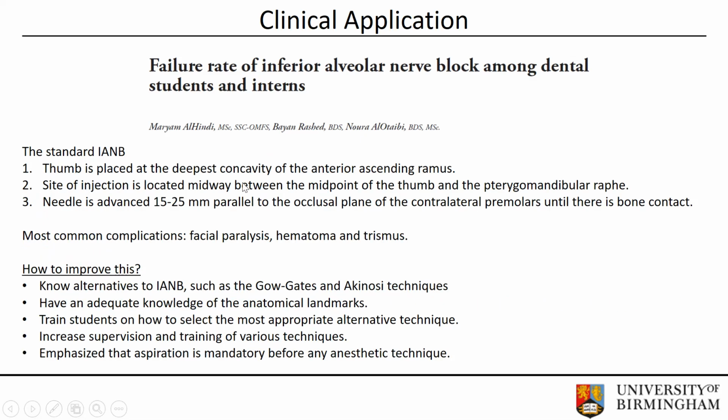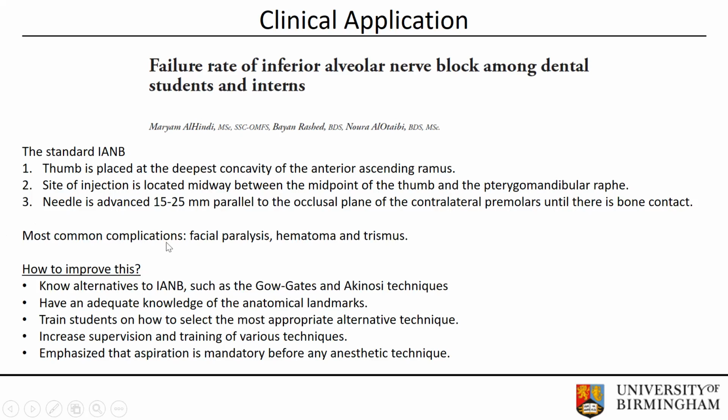The standard inferior alveolar nerve block procedure is a direct technique where the thumb is placed at the deepest concavity of the anterior surface of the ramus, and the site of the injection is located midway between the midpoint of the thumb and the pterygomandibular raphe. Then the needle is advanced between 15 to 25 millimeters parallel to the contralateral premolars until there is bone contact, so until the needle touches the bone.